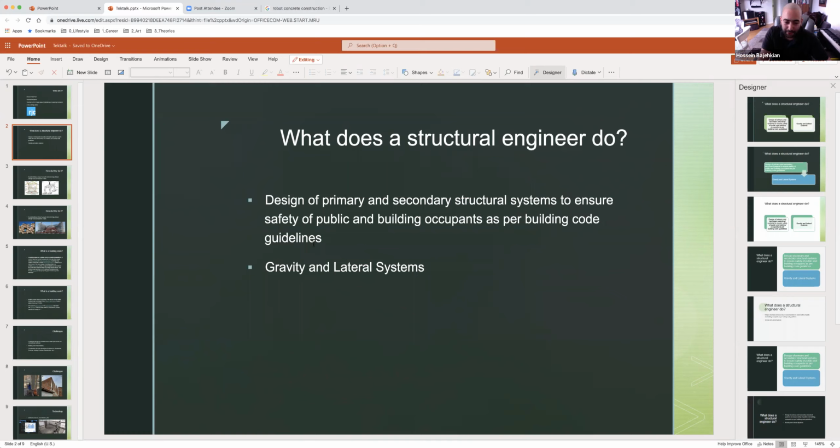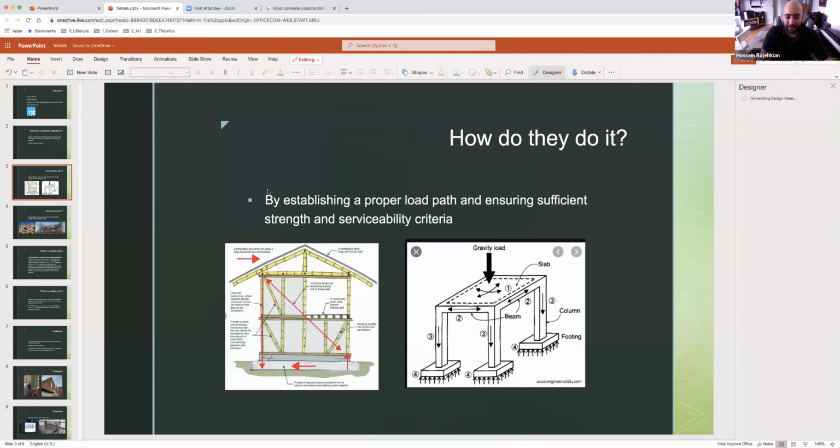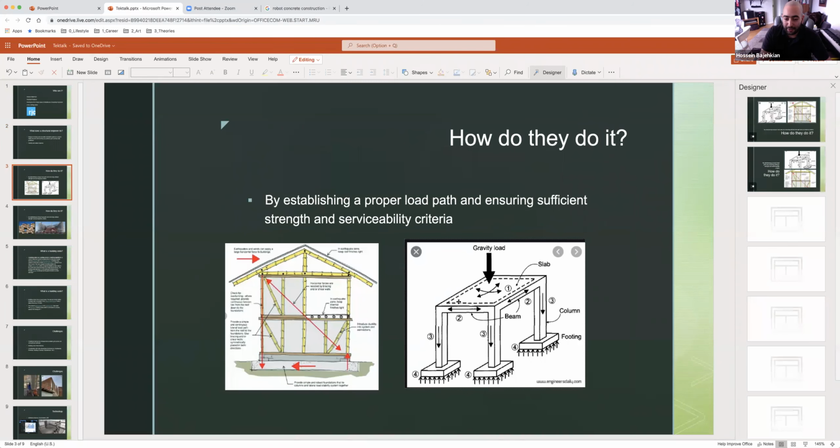And there's always two systems, one to resist the gravity loads and the other is the lateral, which is for earthquake. So you always make sure your floors are rated enough to take the load that they need to, and also you have enough lateral bracing systems for earthquake. And then I'll go over how we do that.